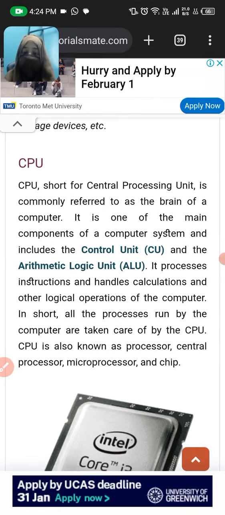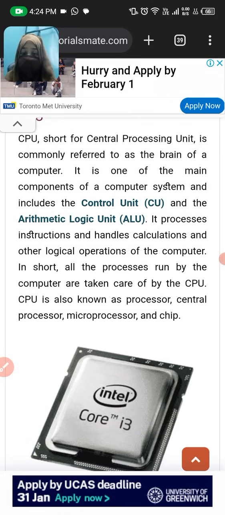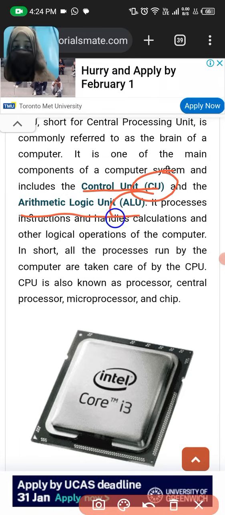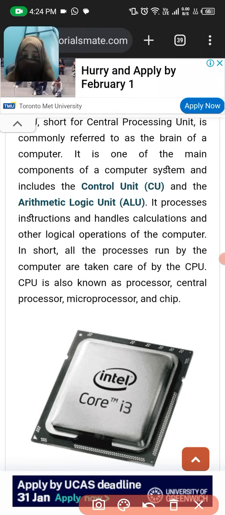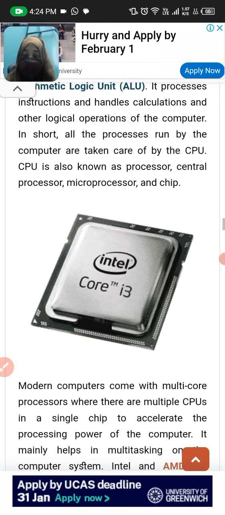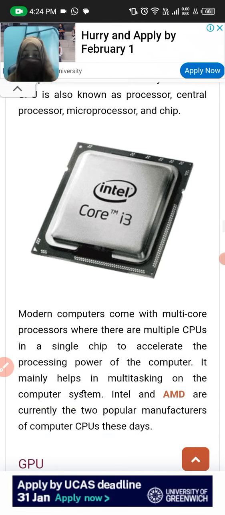CPU, short for Central Processing Unit, is commonly referred to as the brain of a computer. It is one of the main components of a computer system and includes the control unit and arithmetic logic unit. In short, we call it CU and ALU. It processes instructions and handles calculations and other logical operations of the computer. In short, all the processes run by the computer are taken care of by the CPU. CPU is also known as processor, central processor, microprocessor, and chip.